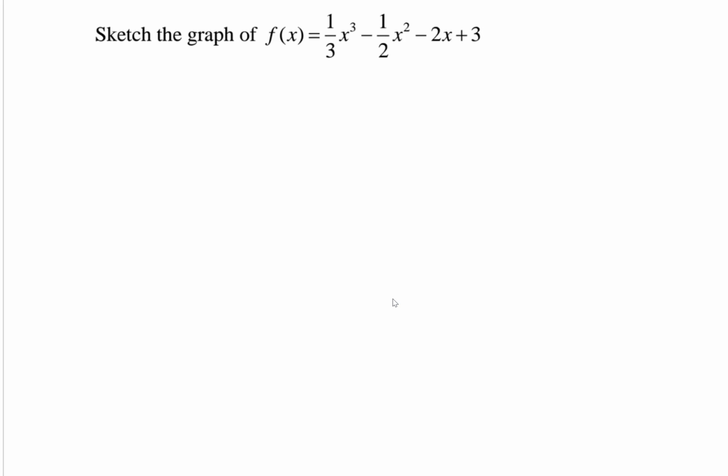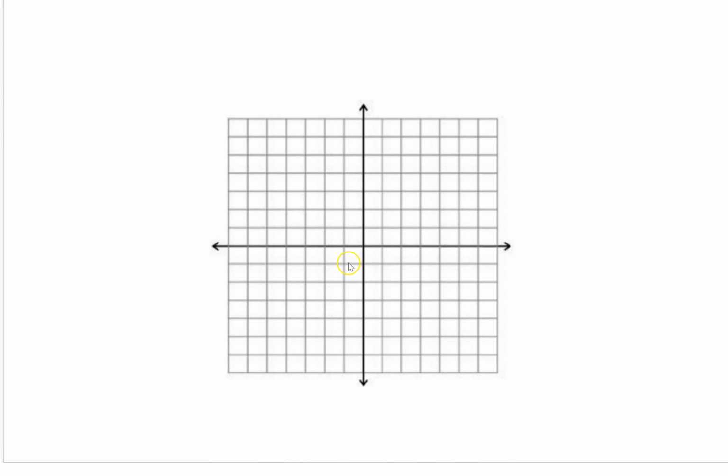We're going to find our critical points, do a sign chart to see where it's increasing, decreasing, and find if it's a min or max. Once we do that, we're going to do our second derivative to find the intervals of concavity and our inflection points. And once we found all that, we're just going to plot it onto our graph and then connect the dots.